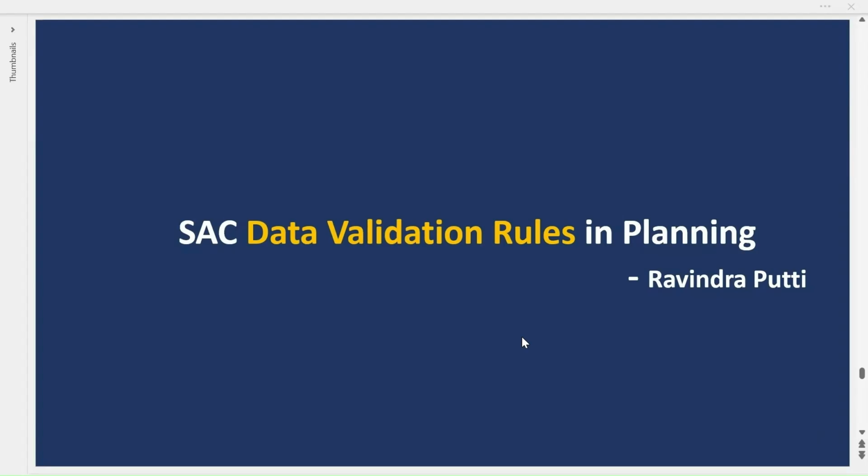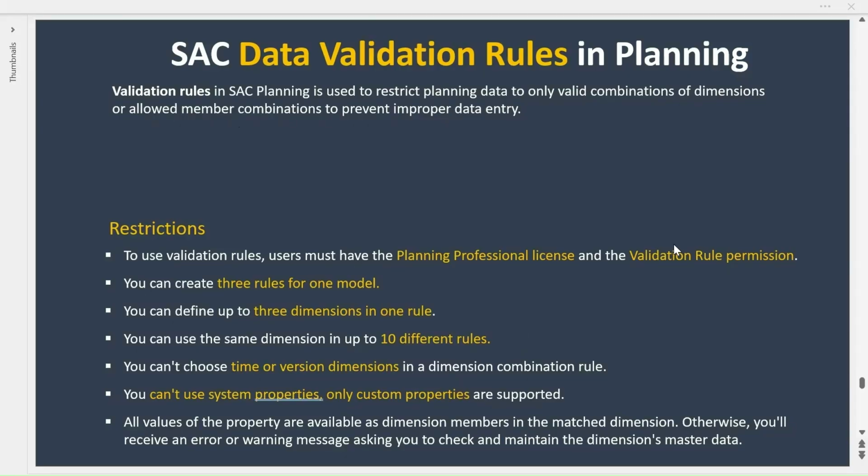Today we're going to discuss the topic SAC data validation rules in planning. In SAC planning, validation rules are used to restrict planning data to only valid combinations of dimensions, or we can say allowed member combinations, to prevent improper data input. So finally, it prevents invalid data input, right?